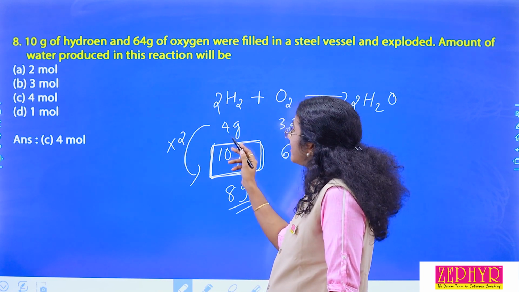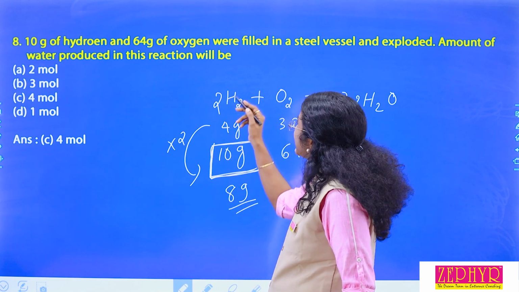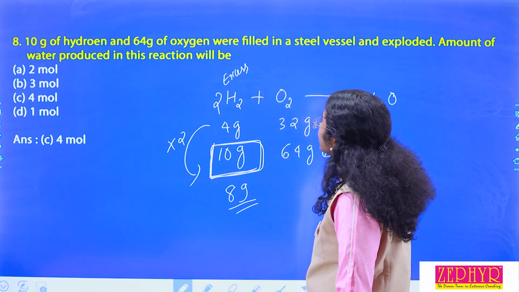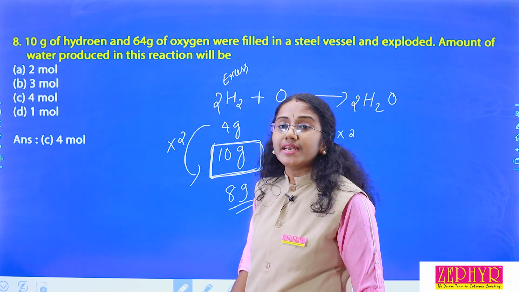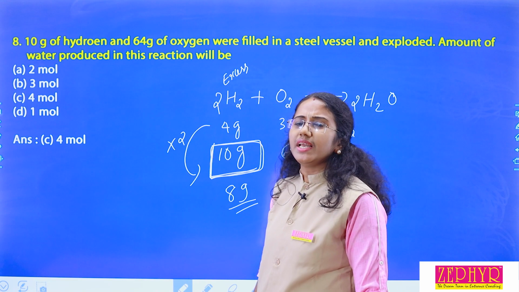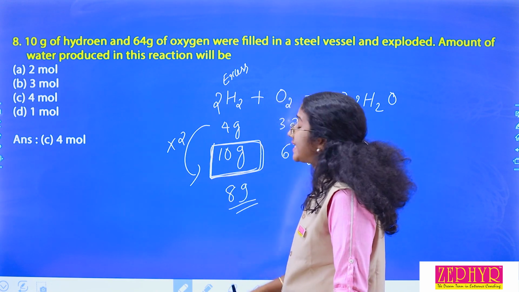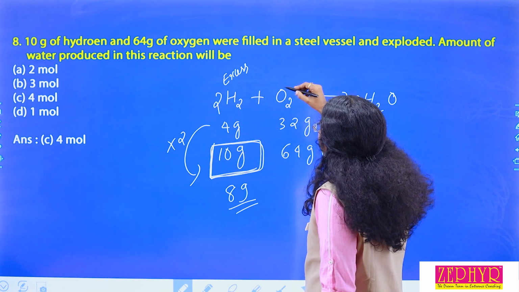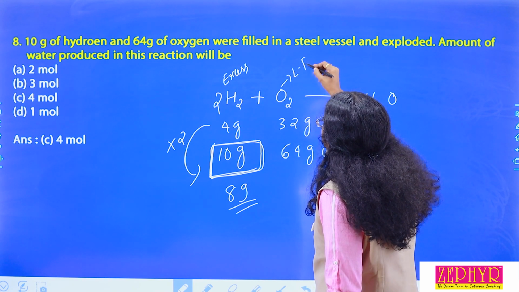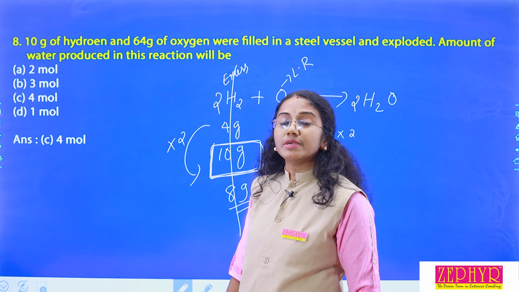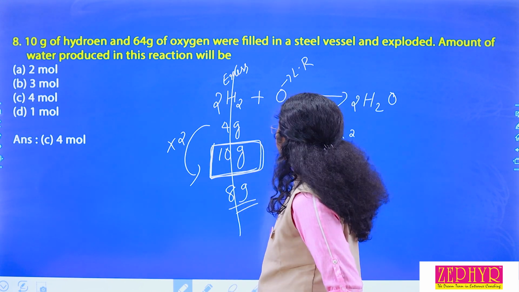But here 10 gram is given. So this is the excess amount. Hydrogen is in excess. 8 gram is actually needed, but here 10 gram is given. So this is the excess reagent, and oxygen is the limiting reagent. The limiting reagent will decide how much amount of product is formed.